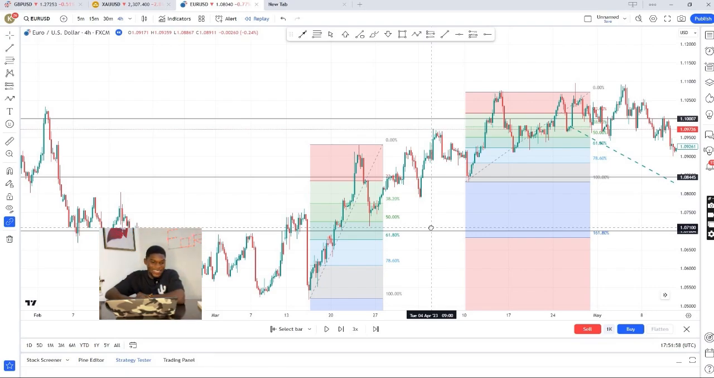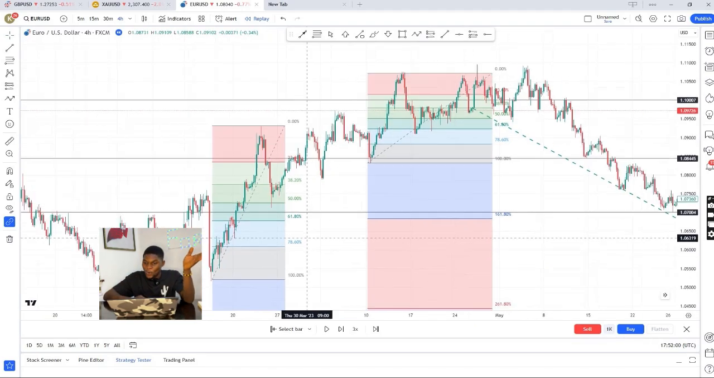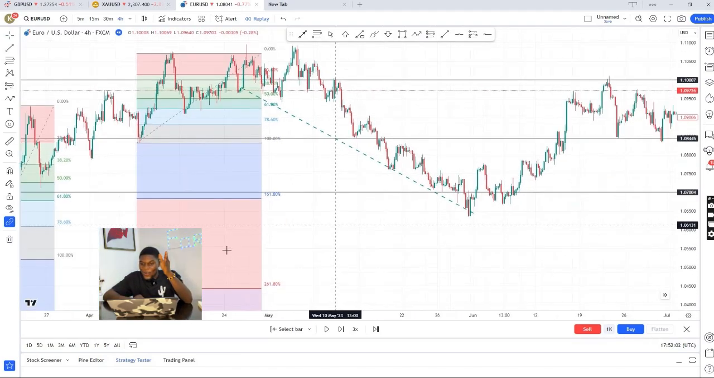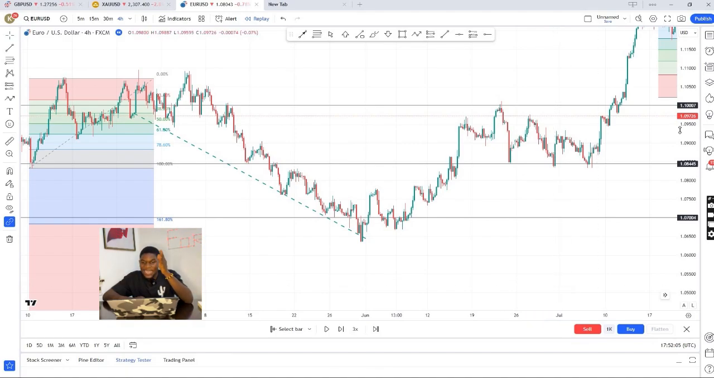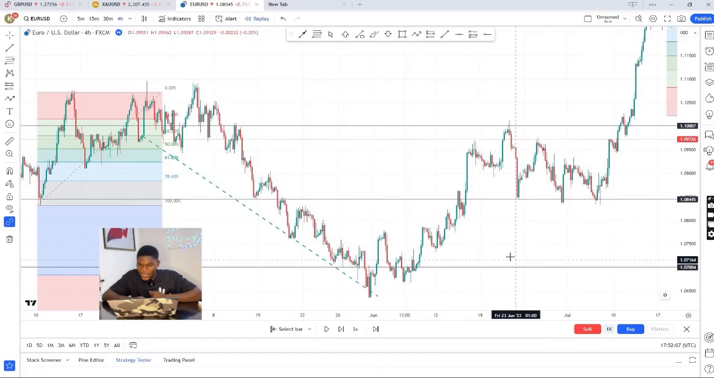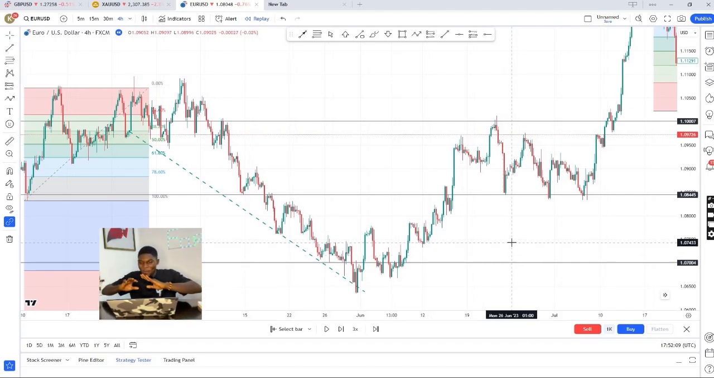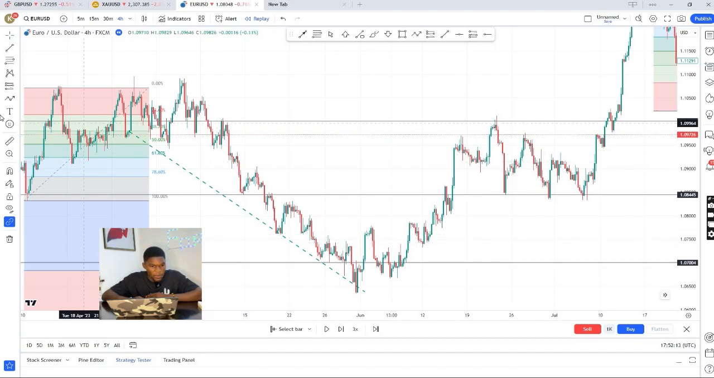I have to show you guys here where Fibonacci is working. And I actually showed you guys. That's all. Okay, let me give you guys one more example. So from here, where's the Fibonacci? This is the Fibonacci right here.